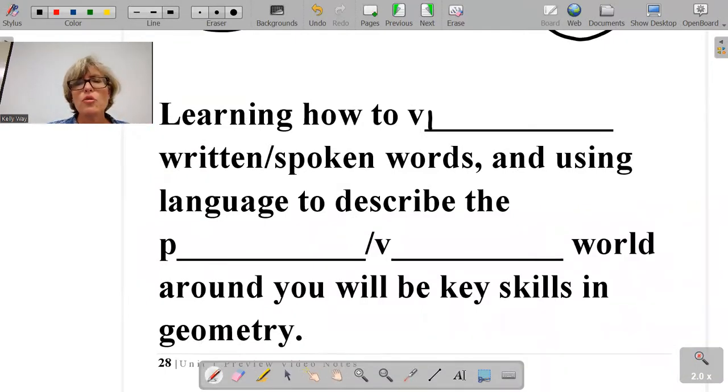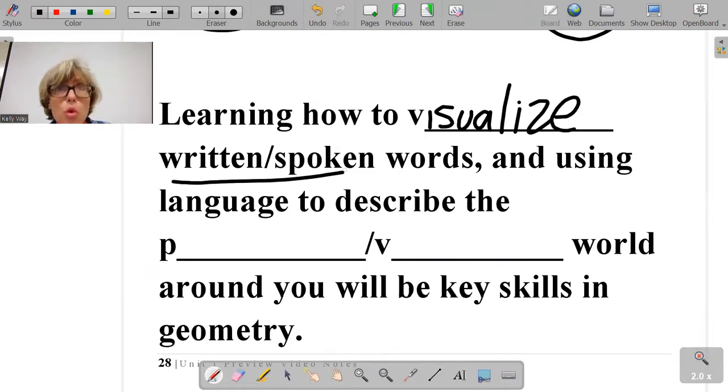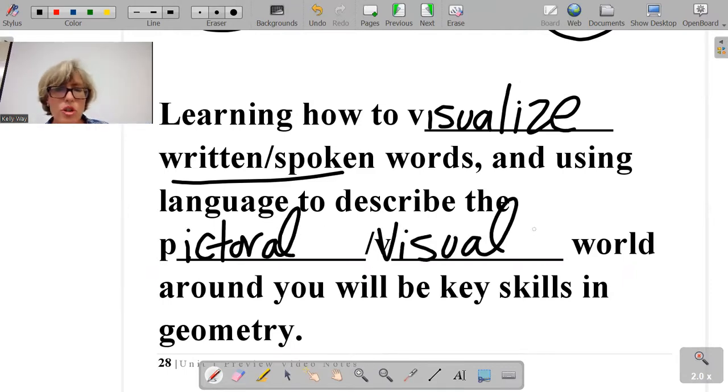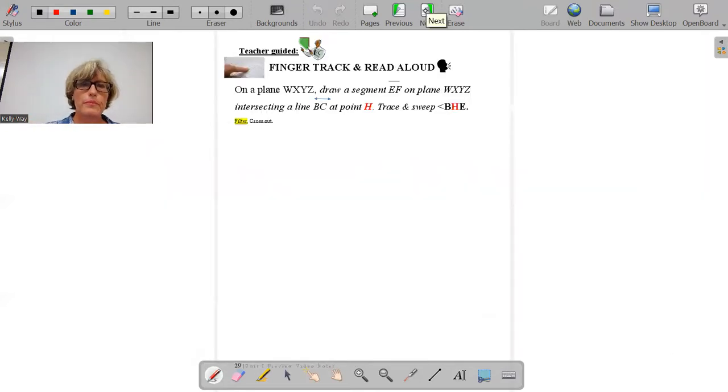So learning how to visualize written and spoken words and using language to describe the pictorial, visual world around you will be key skills. Learning to do this, going back and forth from spoken, written language into the visualization, back and forth. So let's do another one. Do 2 more and we'll be done.